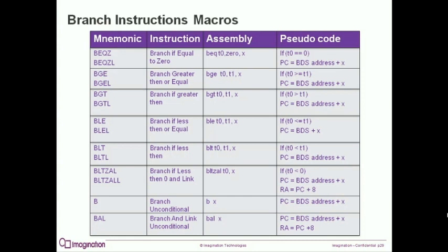Here are the assembler branch macro instructions that fill in the other possible branch conditions. Remember, these are made up of one or usually more machine instructions. I won't go over each one of these now, but you could pause now and review them at your leisure.